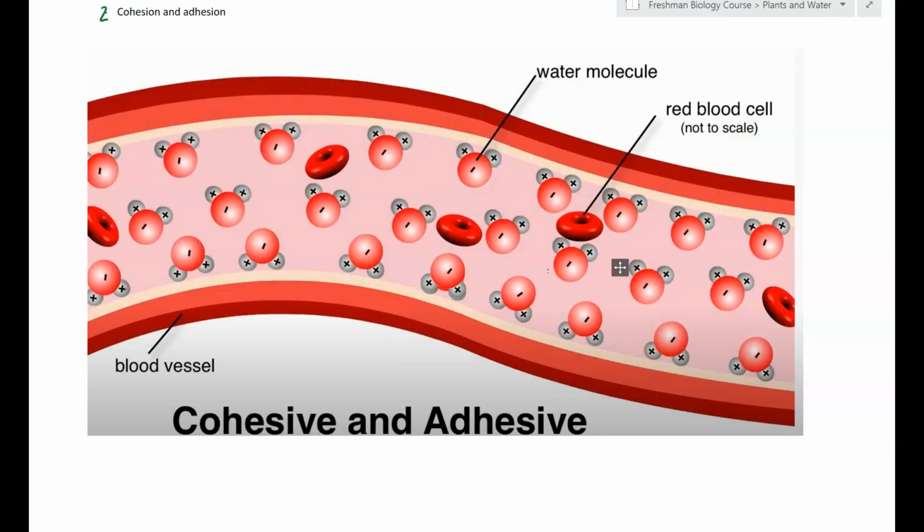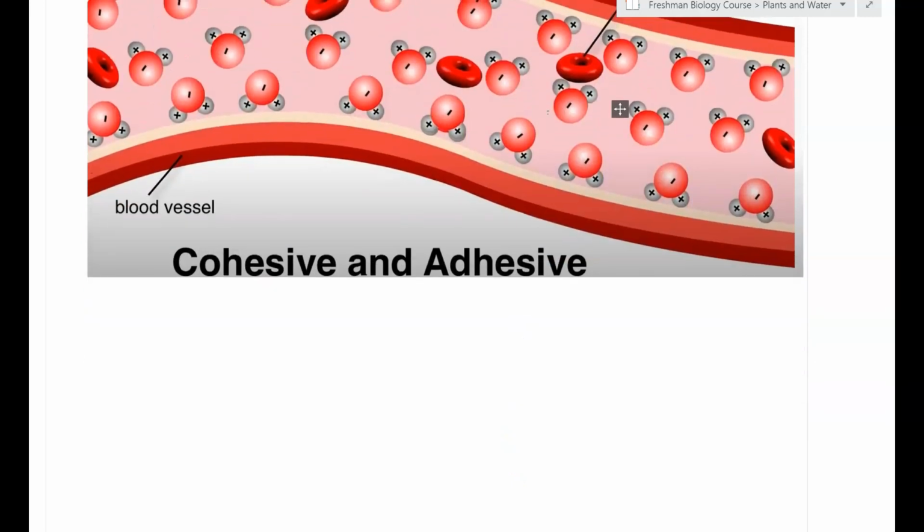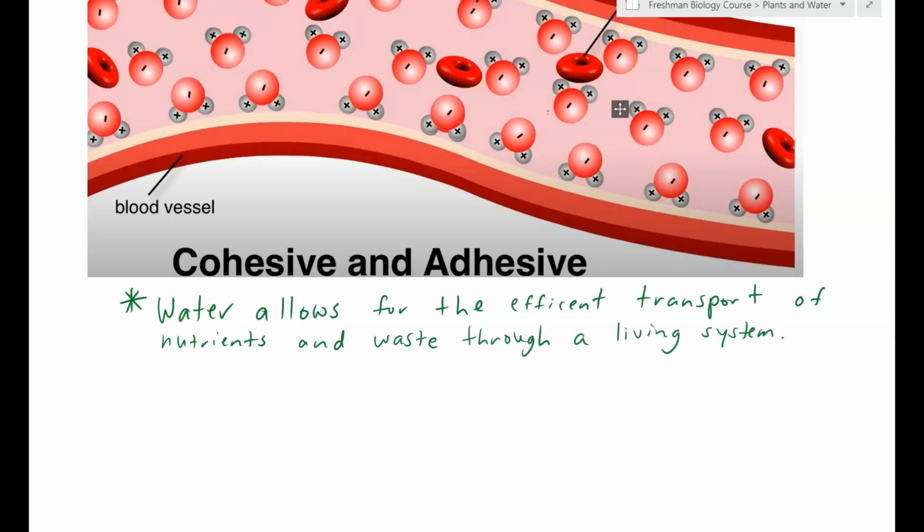So with the universal solvent property of water, we obviously have seen how water helps to dissolve essential nutrients that plants and animals need to survive, like glucose and phosphorus and nitrogen and things like that. In this case, we're looking at how water helps to move things through the body, through the bloodstream, for example, or through the xylem and the phloem of plants. That's one of the big reasons why I've paired up plants with this unit. So the big idea here for cohesion and adhesion is that water allows for the efficient transport of nutrients and waste through a living system.